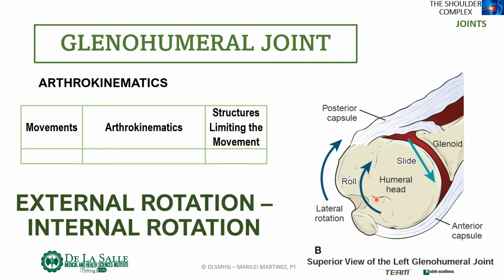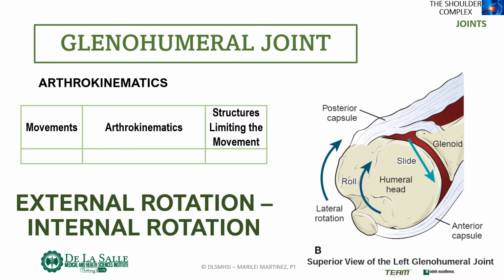So, open kinematic chain, arthrokinematics of external rotation, the convex head of the humerus rolls posteriorly and slides anteriorly on the fixed concave glenoid fossa of the scapula. For the internal rotation, just reverse. Okay, so the convex head of the humerus rolls anteriorly, following the shaft of the humerus, which also moves anteriorly. So rolls anteriorly and slides posteriorly against the concave glenoid fossa of the scapula.